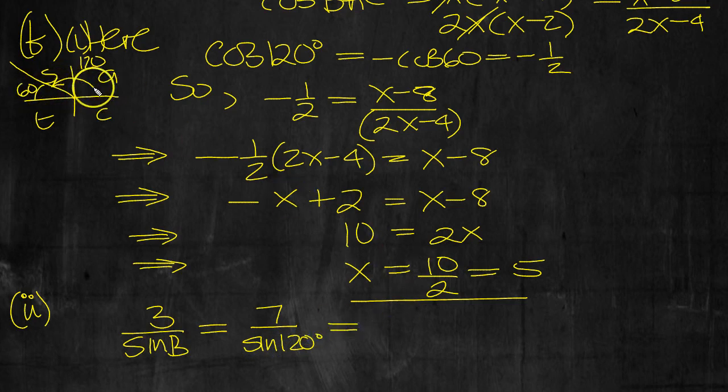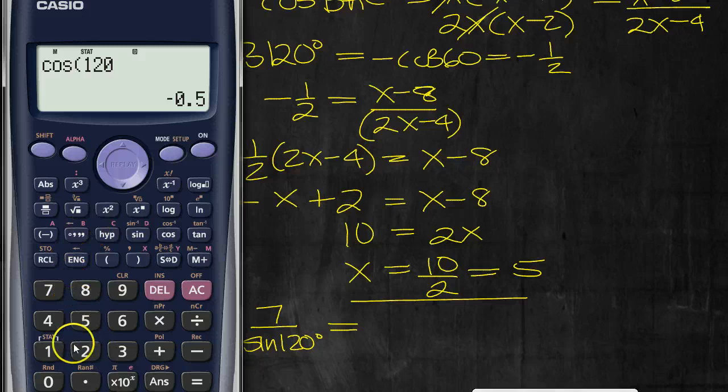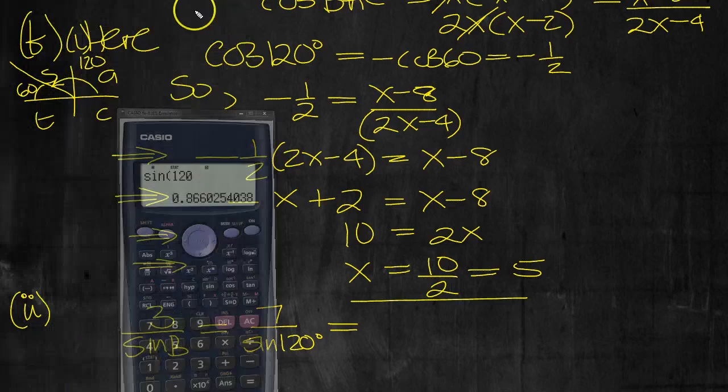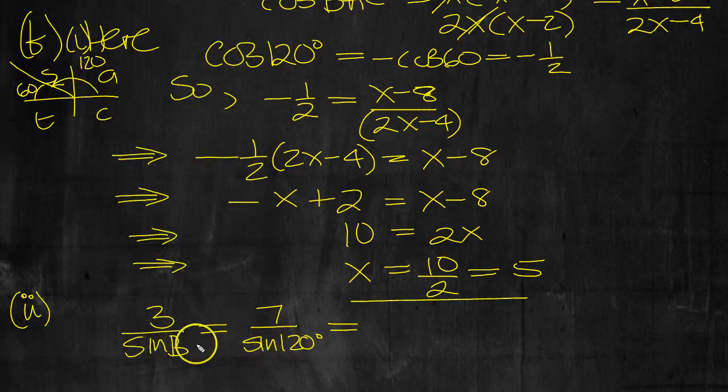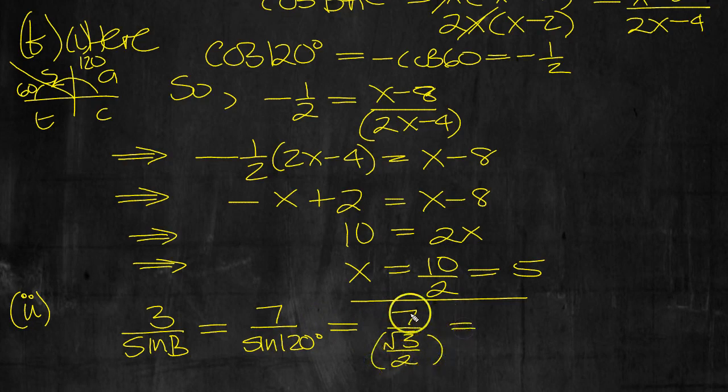Sine of 120, sine is positive, sine 60 is root 3 over 2. Let's just check it. Sine of 120, 0.866, yeah, root 3 over 2. So we've got 7 over root 3 over 2, which is, move the 2 up, 14 over root 3.